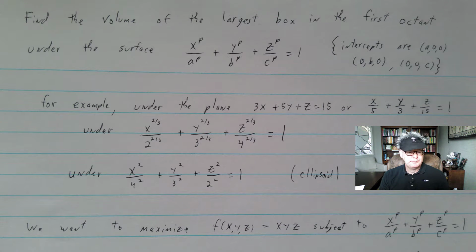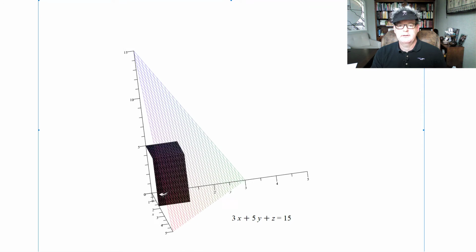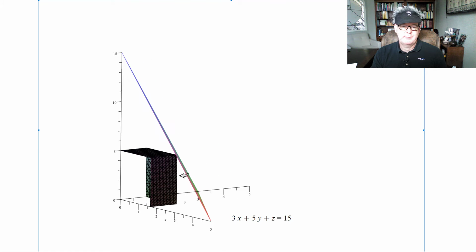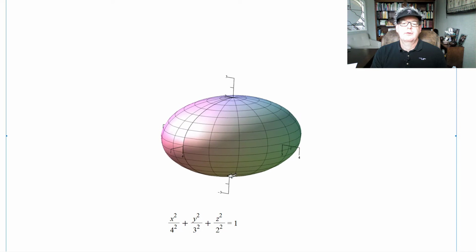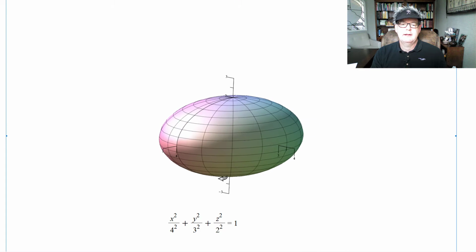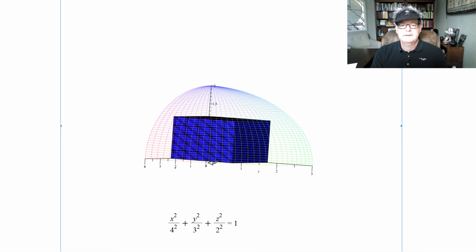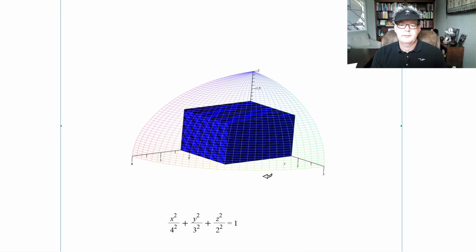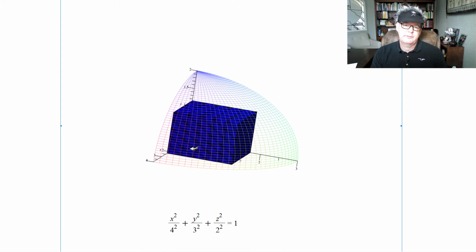So for example, here's a plane, and if I want to find the largest box that can fit under the plane in the first octant, here's kind of a rough graph of the box. I plotted 3 of the sides. Or if we consider an ellipsoid and look at the first octant portion of the ellipsoid, then we get something like this. Again, here's the largest box that would fit in the first octant inside or under that part of the ellipsoid in the first octant. So notice one vertex is touching the surface, the other vertex would be at the origin.